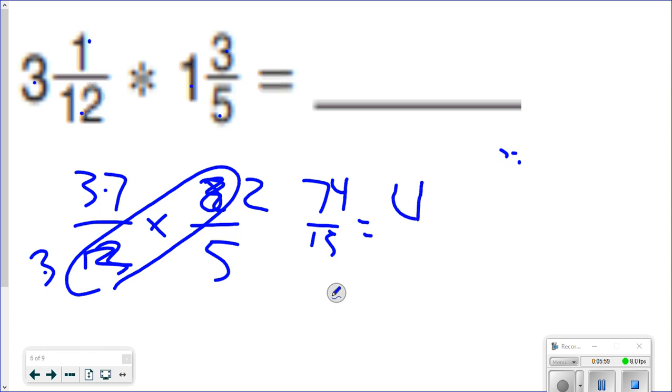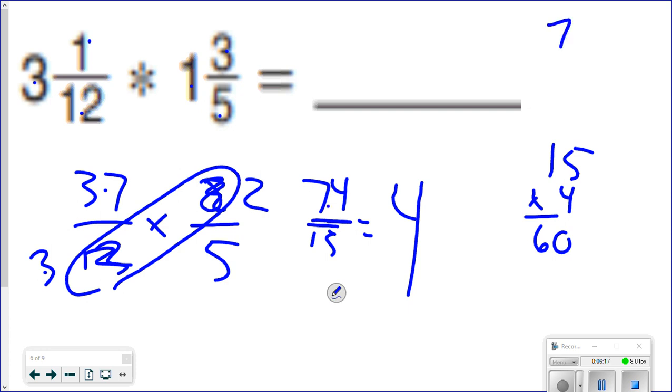So 4, because 15 times 4 is 60. If 15 times 4 is 60, the next 15 to add to it would be 74. So we have to do 74 minus 60, which is 14. So you have 4 and 14 over 15.